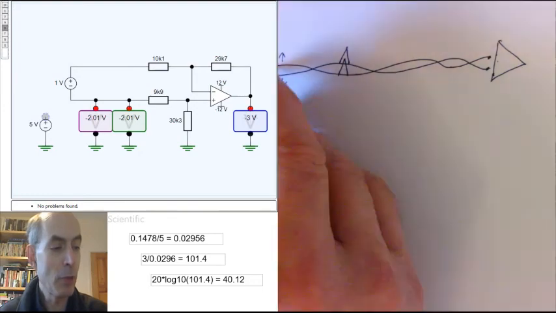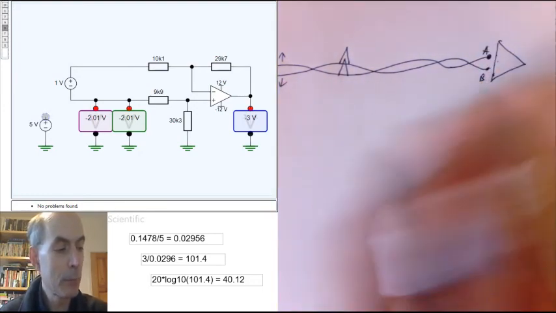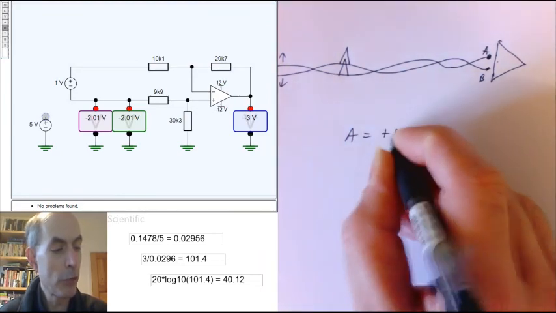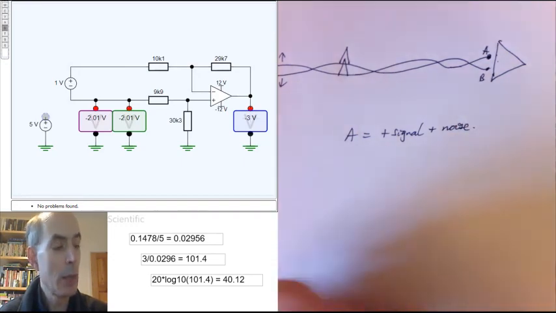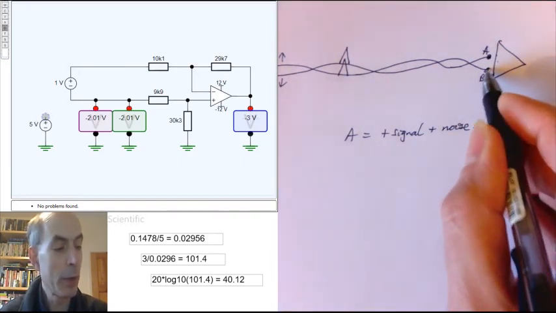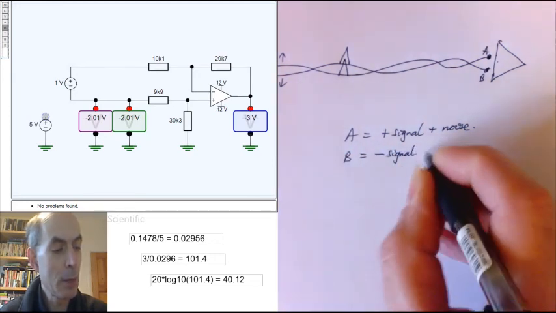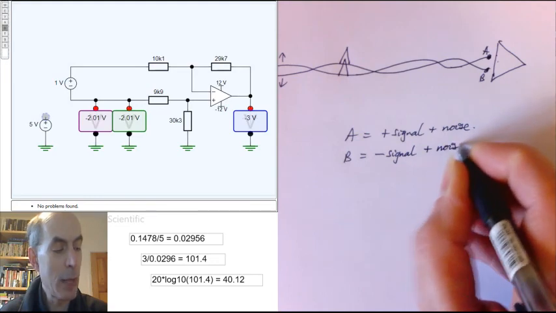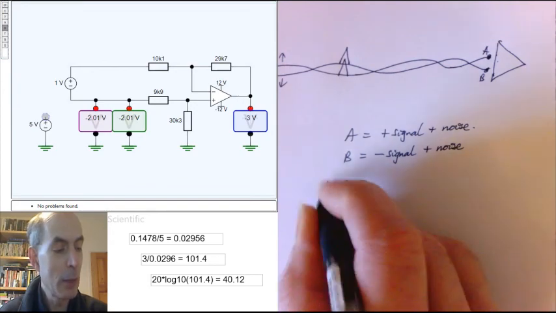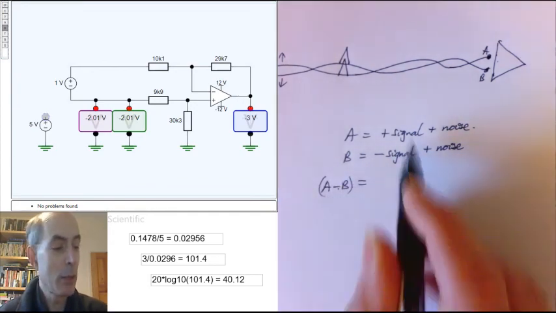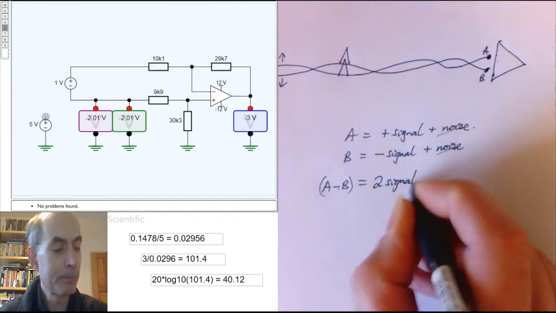In terms of mathematics, the signal on one of our wires there, I'll call it A, is plus the signal, plus any noise that is being picked up. Our signal on the other wire, B, is -1 times the signal, plus any noise being picked up on the wire. So if we just subtract them and amplify that, the noise cancels out. We just get twice the signal.